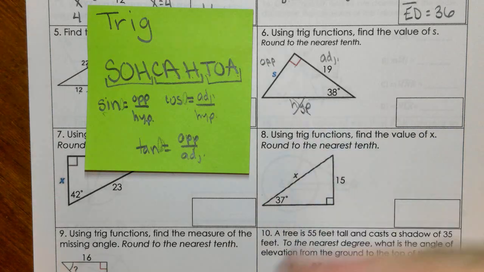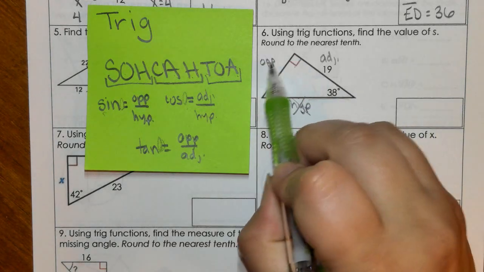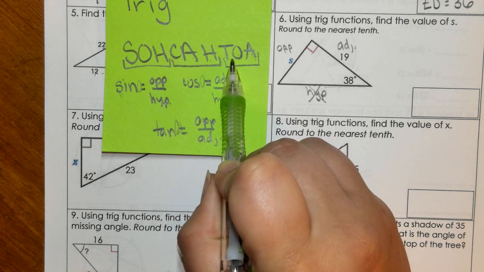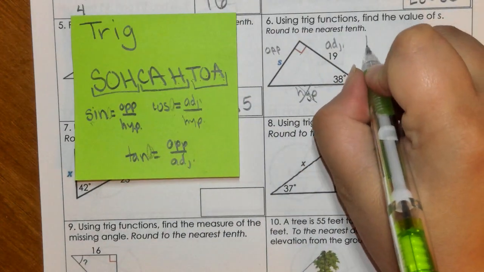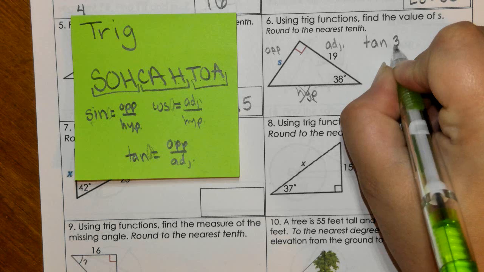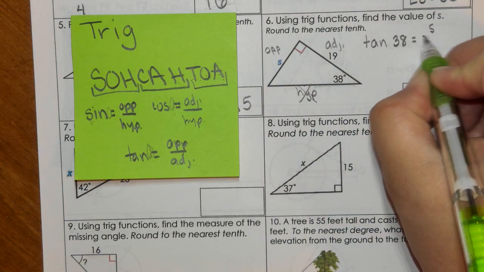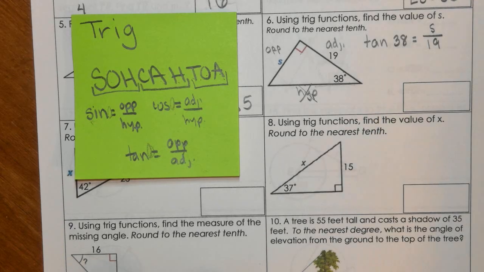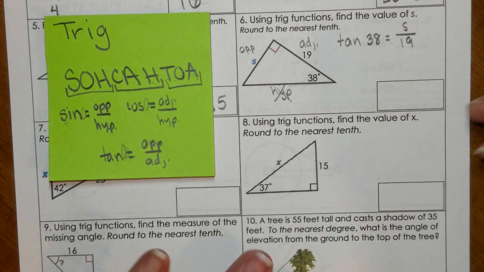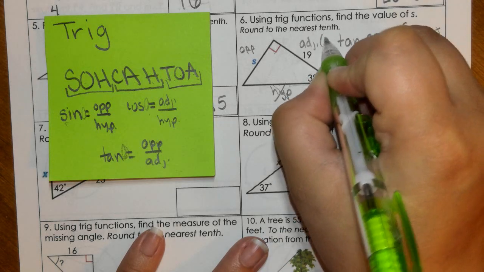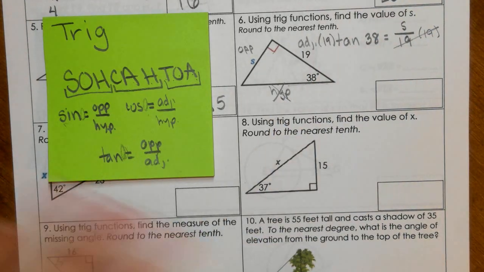I don't have a variable there, I don't have a number. So if I'm looking at opposite and adjacent, O and A has to be tangent. So I would say tangent of the angle given equals opposite, which is S, over 19. To solve for S, we have to multiply both sides by 19.